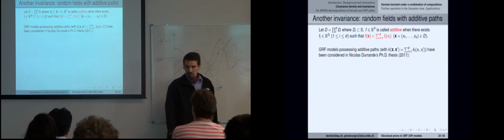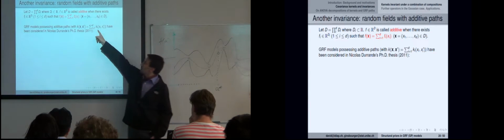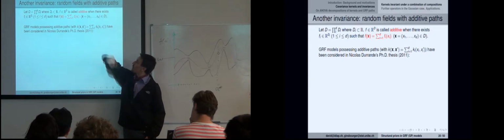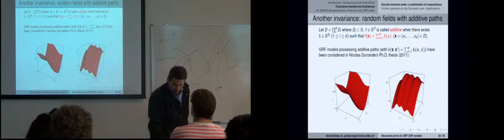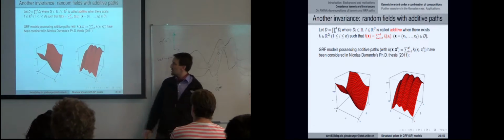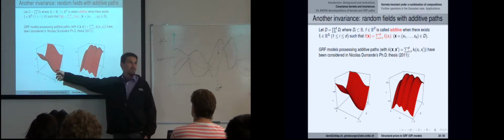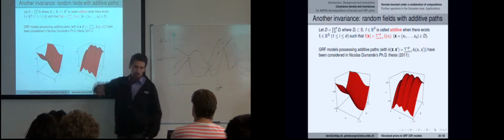So Nicolas has considered this kind of kernels where K is a sum of univariate kernels in his thesis and came up with nice realizations. These are draws of GP which have this kind of kernel. So I invite you to have a look.